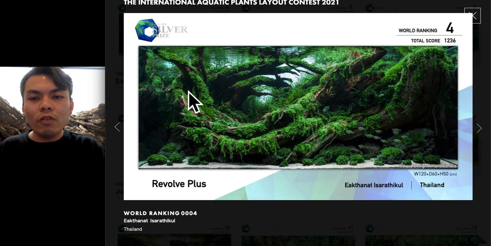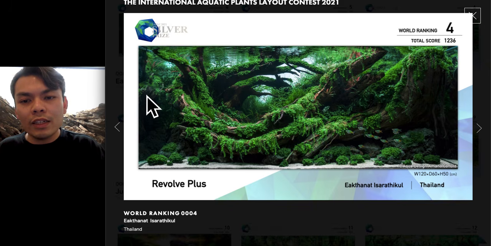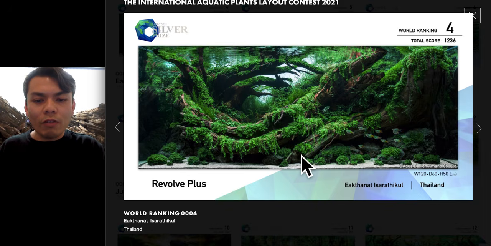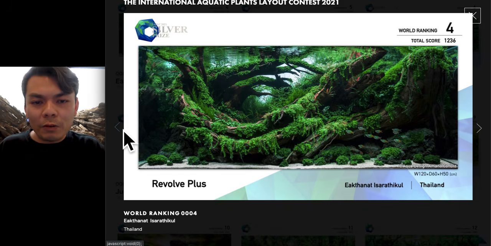Again, the use of reflections to continue the aquascape, as well as expand this dark cave on the left side to mirror the right side as well. That is very smart. So congratulations on Revolve Plus and Rank 4, a beautiful aquascape.